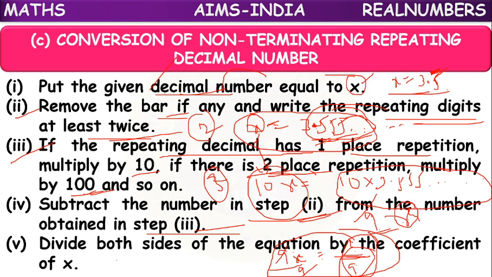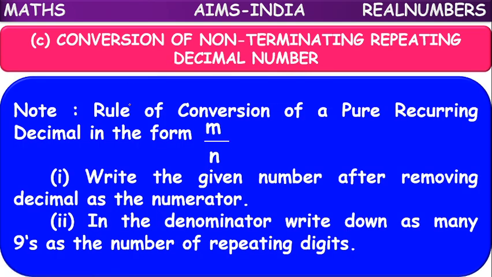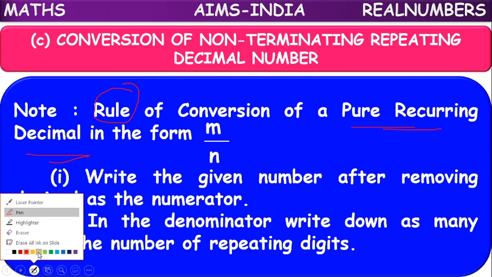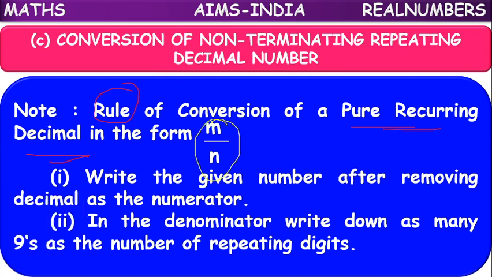You can now see some examples, and at that time you can understand better. This is the first method of converting a non-terminating repeating decimal into a rational number. Now the pure recurring decimal. So the rule for conversion of pure recurring decimal in the form of m by n: we have a simple method.